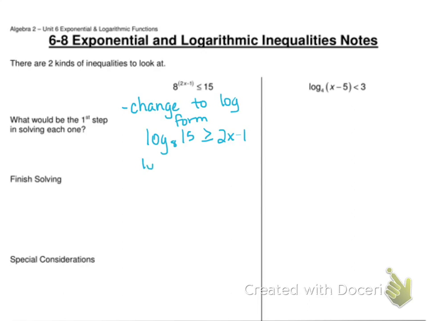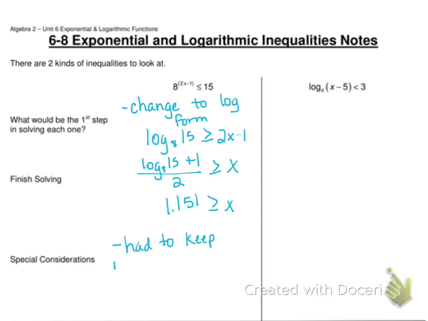So if I continue to solve, I would take my log base 8 of 15, add 1 to it, and divide by 2. And if I type that in my calculator, I get that x is less than or equal to 1.15. So I'm just writing now that the special consideration is that we had to keep the relationship, once again, between the variable and the sign the same. Sometimes it means you're going to change the sign, sometimes you're not. You just need to make sure that the relationship between the sign and the variable does not change.